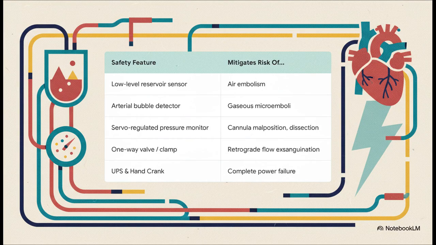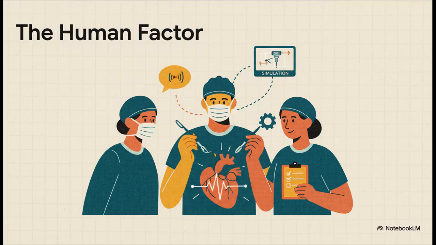Modern CPB machines are incredible pieces of technology. They are packed with built-in safety features designed to mitigate the exact risks we've been talking about. Sensors for low levels, detectors for bubbles, pressure monitors. But, and this is a big but, it's critical to remember that these are tools that augment our vigilance. They do not replace it. We have to understand how they work, know their limitations, and be ready to act when they alarm or when they fail to alarm.